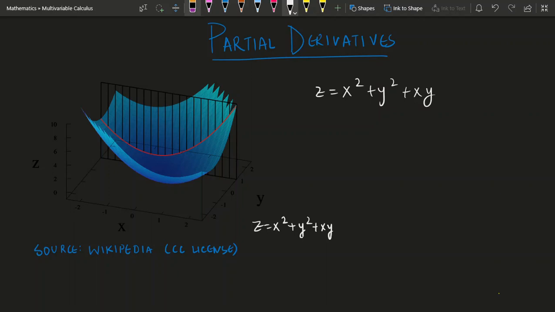So let's say I only change the x variable, and I fix y to be equal to 1. If I do that, basically I'm taking the intersection of this blue graph with this plane with black bars, and the intersection is essentially a two-dimensional curve, which can be written as z equals x squared plus 1 squared plus x times 1. So it's just 1 plus x squared.